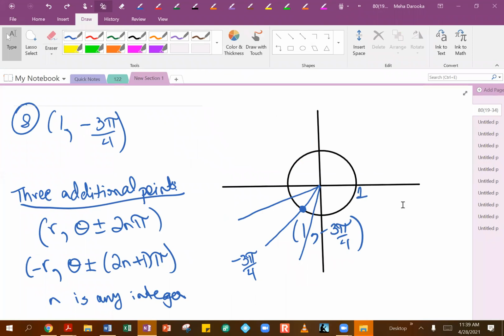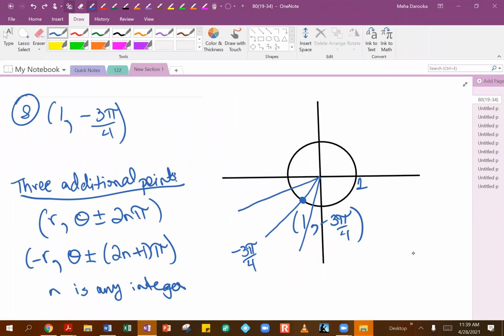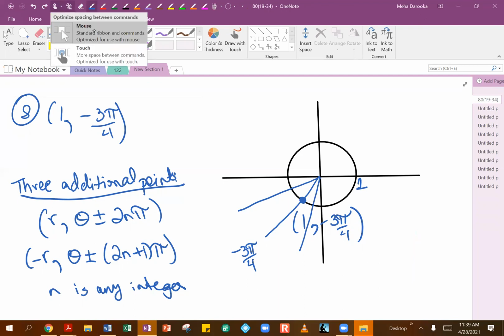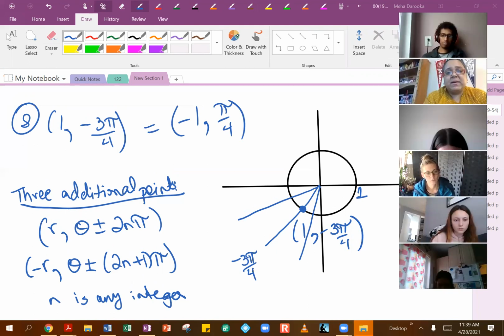It's not letting me move my screen over here. Okay, it is not letting me move my screen. So -1 and pi over 4 looks good. And then Abdulaziz, I think you had another point in there. 1 and 5 pi over 4. Yeah, and that is actually coming from the 2n pi. So what was your n value in that case, Abdulaziz?